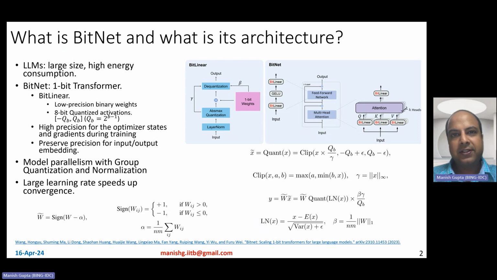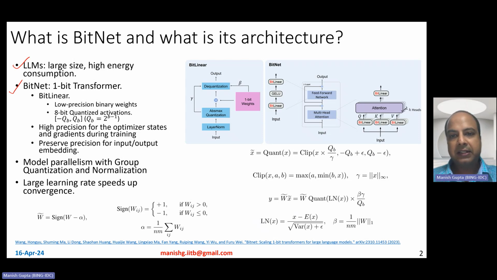Right. So as all of us know, large language models are pretty large in size, and they also take high energy. So they involve high energy consumption, both for training as well as for inference. Can we reduce this energy consumption and still reap the benefits of the accuracies that we can obtain from large language models? BitNet is a step in that direction. It is basically a one-bit transformer.